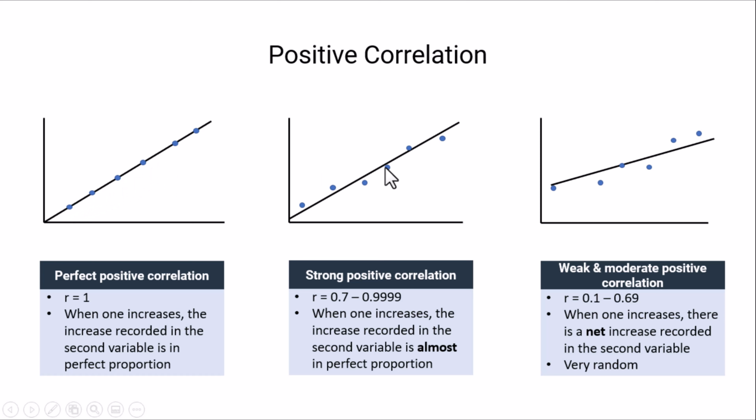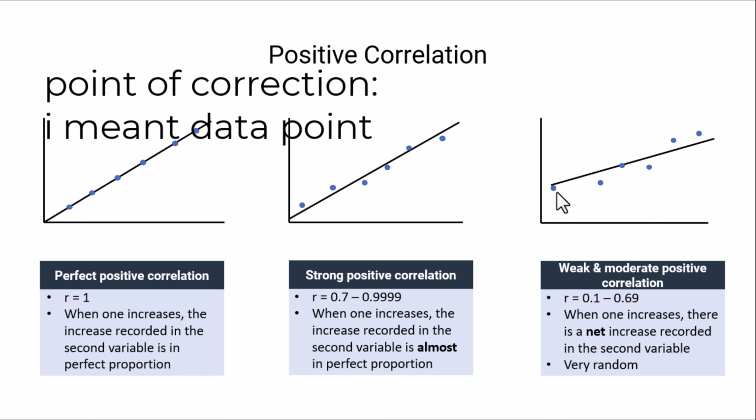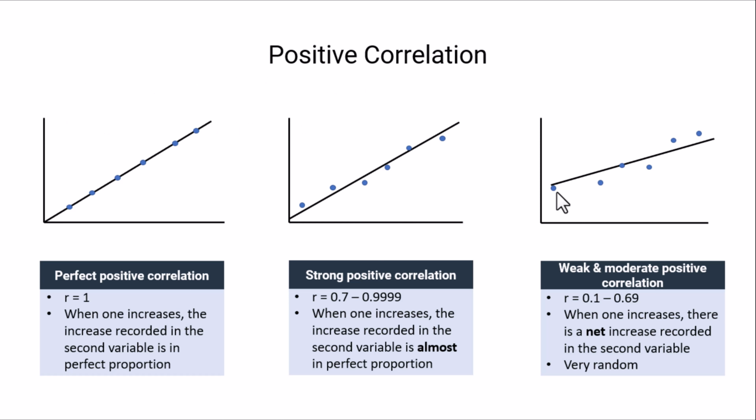but not like this, where everything falls on the line and everything is perfect. So we also have weak and moderate positive correlation. In this case, there is a level of randomness that is more than what we have in strong positive correlation, but you may notice that when one increases, the other decreases, and when one increases, the other increases. The increase is not something you see after looking at 5 or 10 data sets. It's after looking at a lot of data sets, and the R value can range from 0.1 to 0.69.